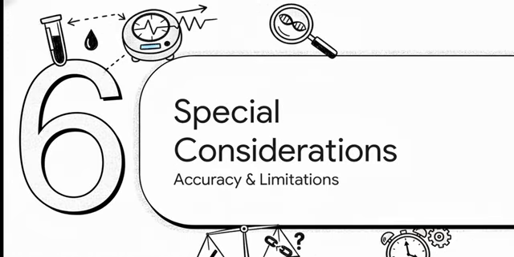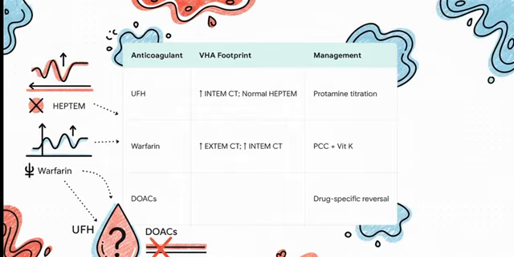A thorough understanding of pre-analytical variables and special considerations is essential. This is critical for ensuring the accuracy of your results and for recognizing the inherent limitations of the technology itself. VHAs can reveal the characteristic footprint of specific anticoagulants. Unfractionated heparin, for instance, prolongs the INTEM CT, a prolongation which is corrected by heparinase in the HEPTEM assay. Warfarin, by affecting the extrinsic pathway, will prolong both the EXTEM and INTEM CT.